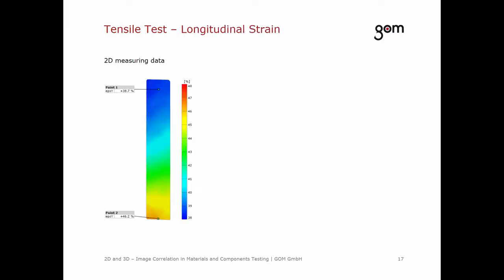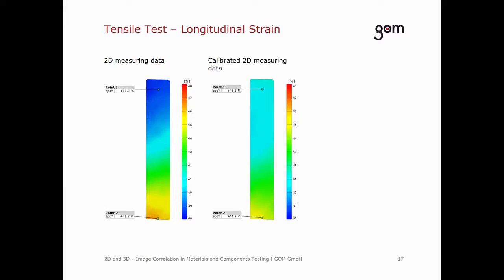Here, you see the longitudinal strain, which was evaluated in a 2D test. The color representation of the surface component shows epsilon in y direction. That represents the longitudinal strain. For the 2D test, I used a lens with a focal length of 24 mm. This point shows a longitudinal strain of 38.7%. I recorded the same test also with the calibrated 2D measuring camera.